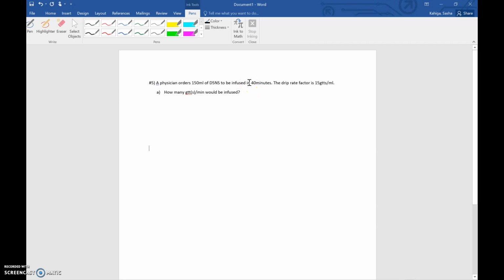The drip rate, or the drip factor, that's a big difference. The drip factor is 15 drops per milliliter. The question in detail is asking how many drops per minute would be infused. So they're basically asking you to find the drip rate. And the drip rate is drops per minute.